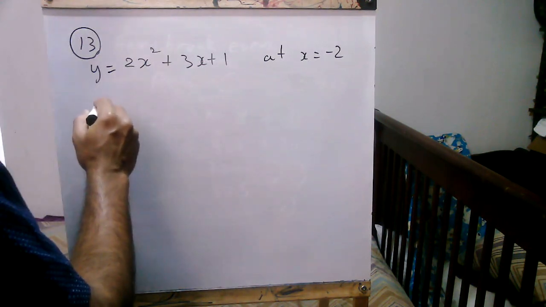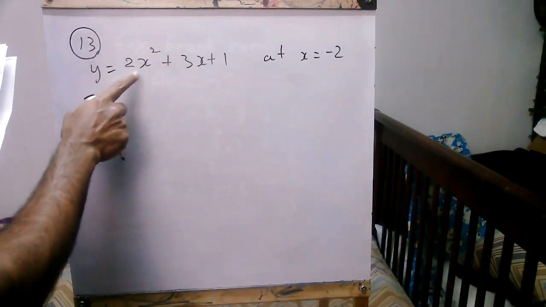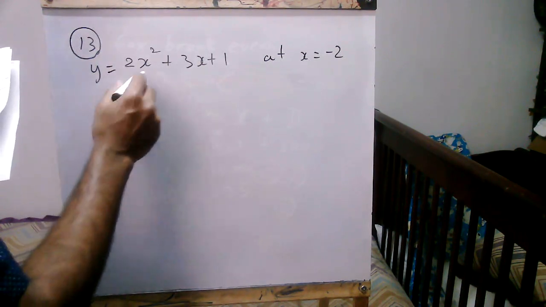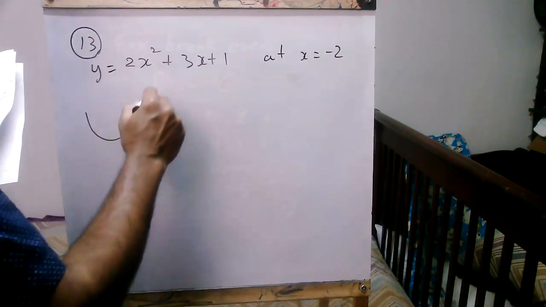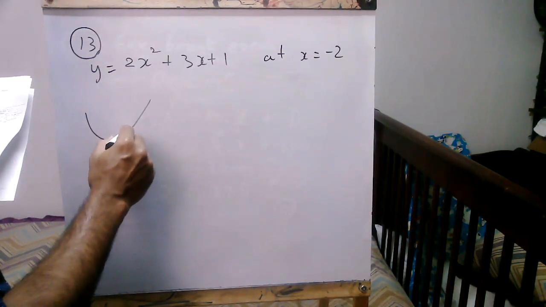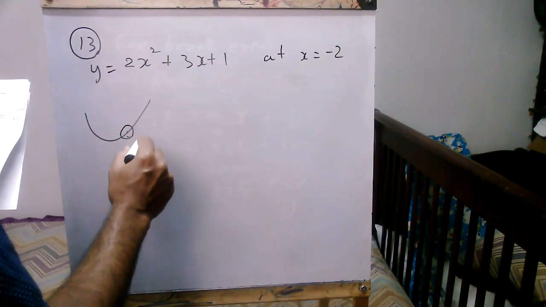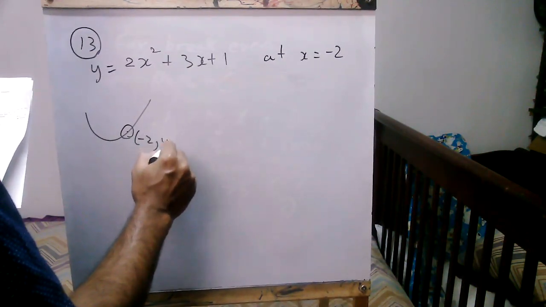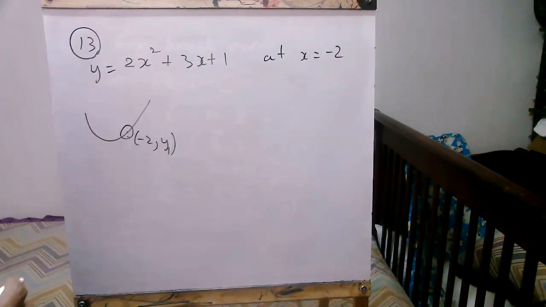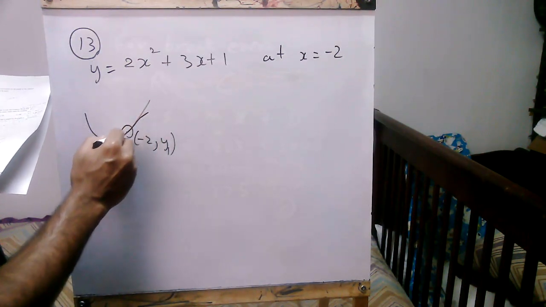Again, now we don't have to know the shape, but we know the shape. Highest power is 2. It's a parabola that opens upwards. The shape could be anything. We can assume at x equal to negative 2, we don't know the y coordinate. Say y1. It's asking us to find the equation of the tangent line here.